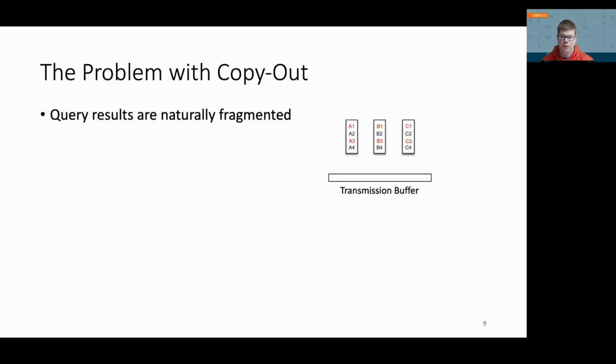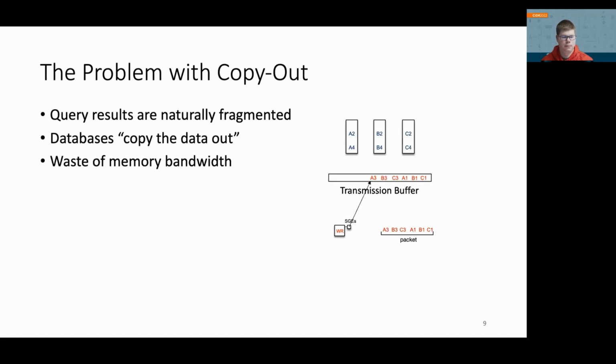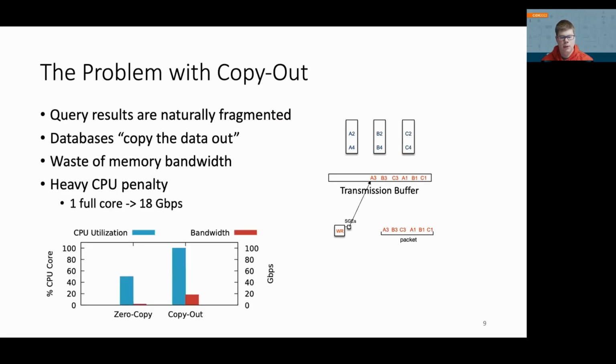What database systems do instead is copy out. They copy the data to a transmission buffer that can then efficiently be handled with RDMA. However, this costs both valuable CPU cycles and memory bandwidth. Both this and the previous solution yield very poor results.